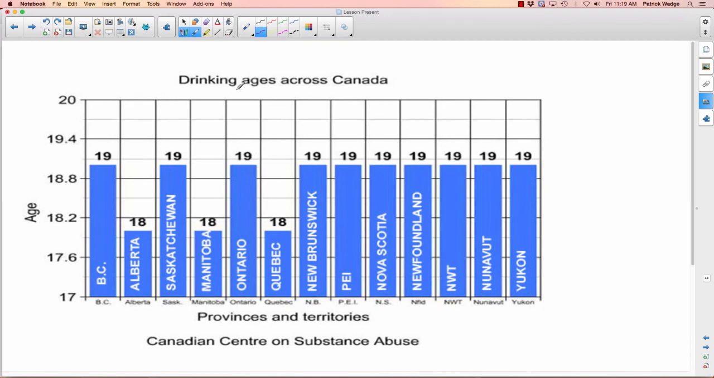Next, oh, I love this one. Drinking ages across Canada. Look at how our drinking age is so much higher than Alberta. I mean, look at how much higher that bar is than that bar. Wait a minute, it's only 1 year different. How did they make it look so extreme? They started at 17 and then went up by 0.6. How ridiculous is this when you're talking about years? Someone actually made this graph? I mean, you should be ashamed of yourself.